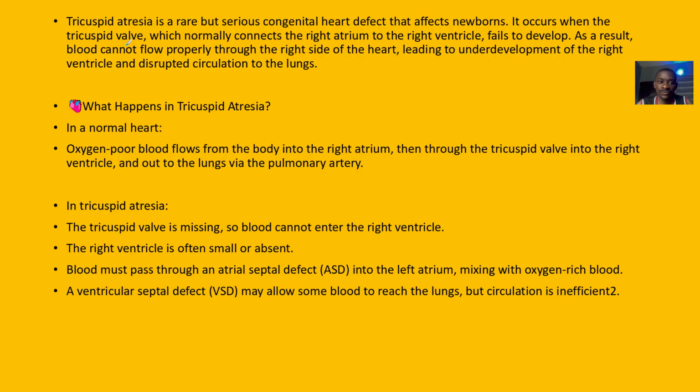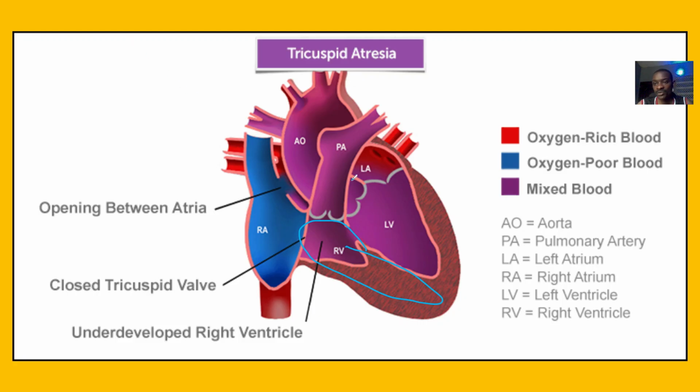As a result, blood cannot flow properly through the right side of the heart, leading to underdevelopment of the right ventricle. Because from our knowledge of anatomy, for a part of the body to develop fully, it must have been functioning fully. Okay, that's the law of disuse. So you have not been using the right side of the heart to the extent that it's kind of going off, right? So you can see that there's a closed valve here.